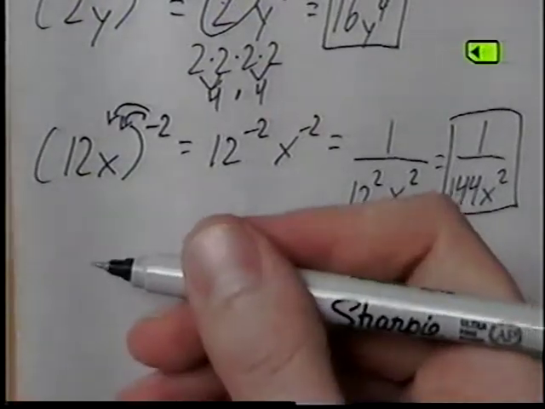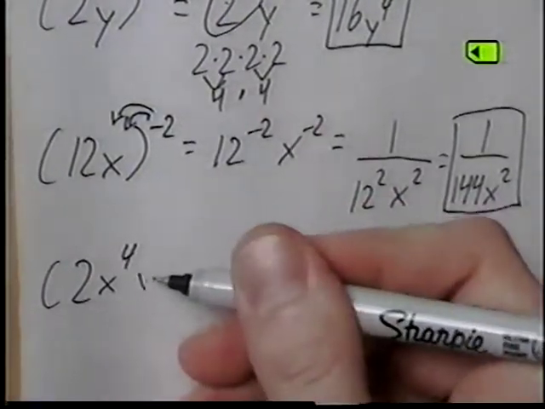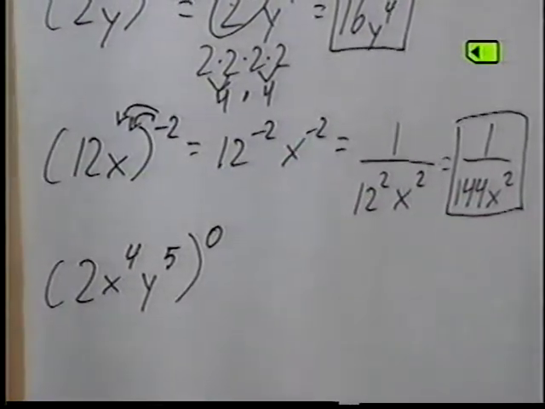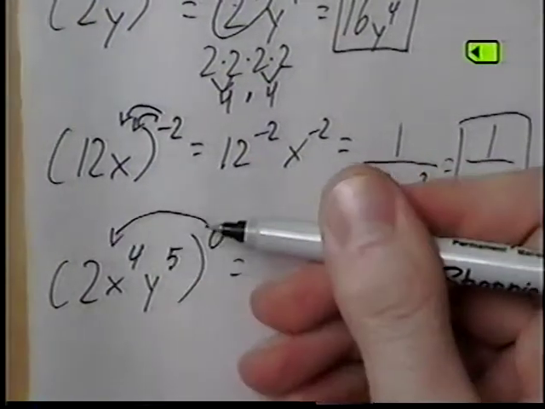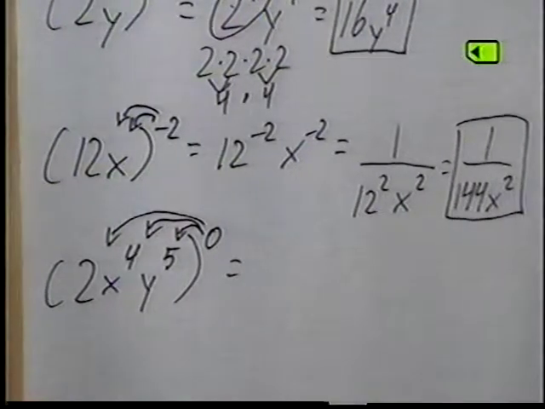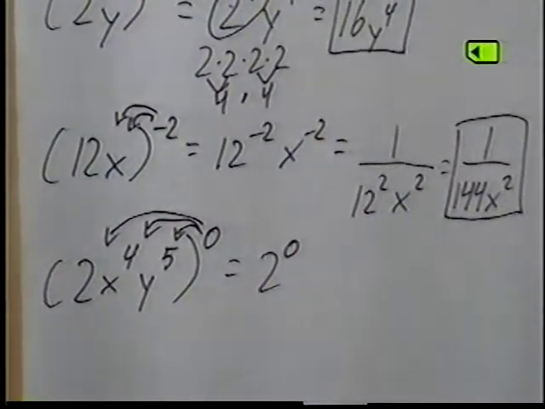Next question. 2x to the fourth, y to the fifth, outside parentheses, 0 power. The 0 again goes to everything inside, which this time is 3 terms: the 2, the x, and the y. 2 goes to the 0 power.